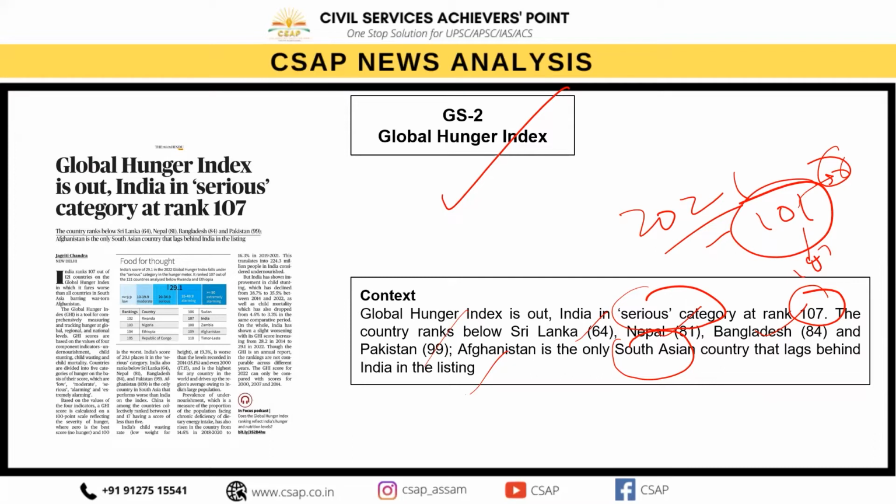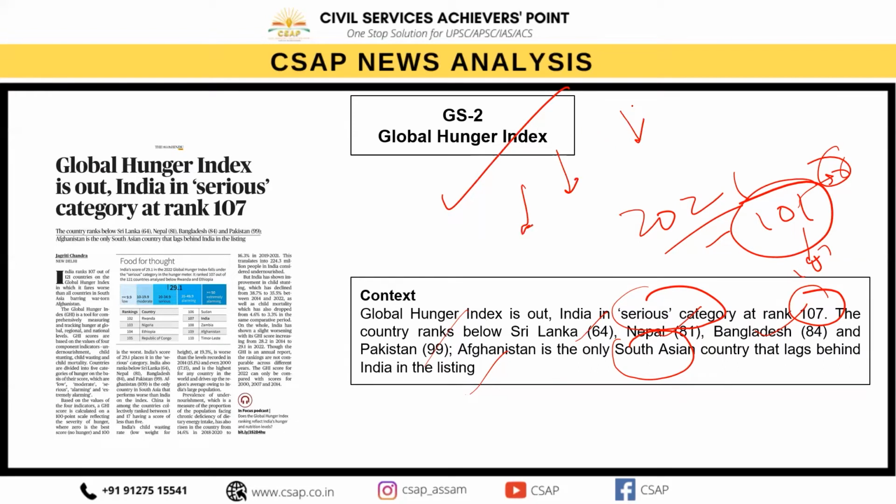So what's the basic aim of the Global Hunger Index? It is to comprehensively measure and track hunger at the global, regional and country levels. और इसका calculation किसके basis पे होता है? It is calculated on the basis of 4 indicators. पहला क्या है? Undernourishment. Second क्या है? Child wasting. Third क्या है? Child stunting. And fourth क्या है? Child mortality.